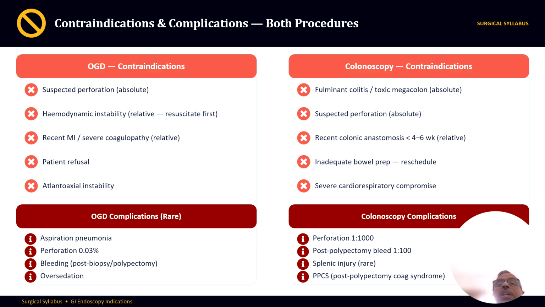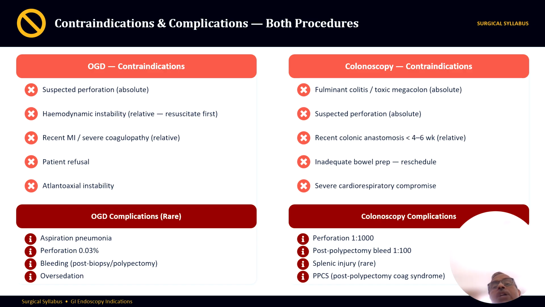Contraindications of colonoscopy: if the patient has fulminant colitis or toxic megacolon, because the risk of perforation is very, very high in such cases. If there is already a suspected perforation, don't attempt a colonoscopy. Recent colonic anastomosis within 4 to 6 weeks, don't attempt a colonoscopy. If the patient is inadequately prepared, with poor bowel preparation, don't try to do a colonoscopy. You would not be able to see anything. Best is to reschedule after an adequate bowel preparation.